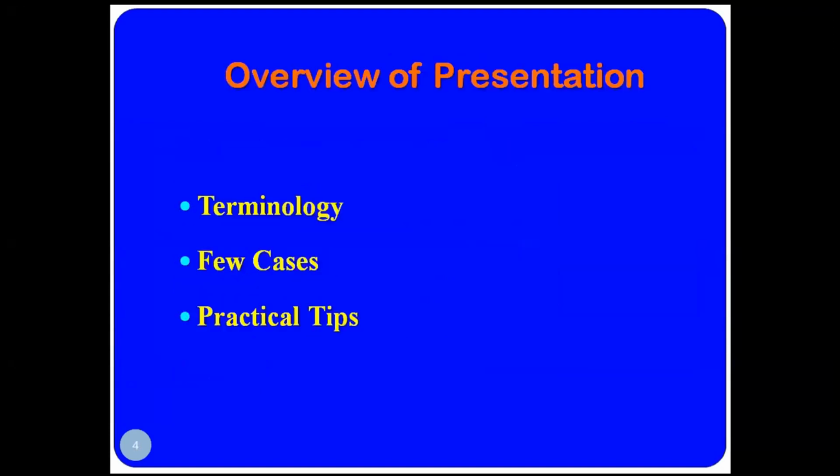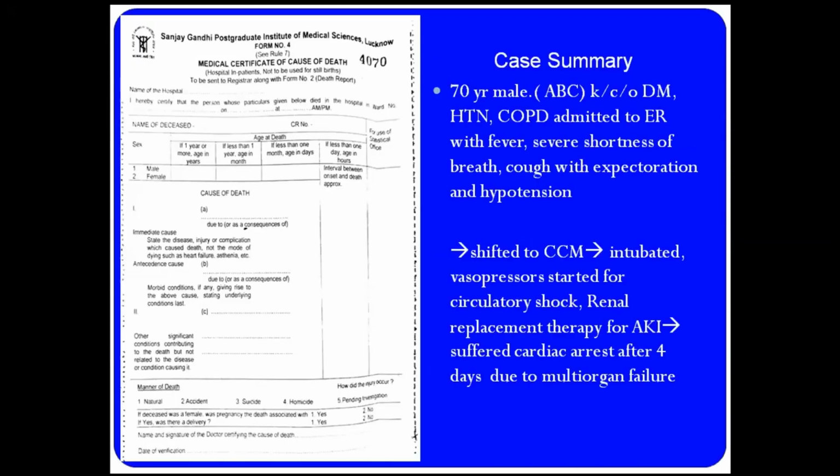Before I go into the proper presentation of how to write a certificate, I'll talk about the terminology. We'll discuss a few cases and then a few practical tips which we should not forget whenever we are writing a death certificate. This is a case summary: a 70-year-old male, known case of diabetes, hypertension, COPD, admitted to emergency with fever, shortness of breath, cough with expectoration and hypotension. The patient worsens in the emergency, is shifted to critical care medicine, reaches the ICU, and is intubated. Vasopressors are started for circulatory shock, he suffers AKI, renal replacement therapy is started, and after 4 days of ICU stay, he suffers a cardiac arrest due to multi-organ failure.